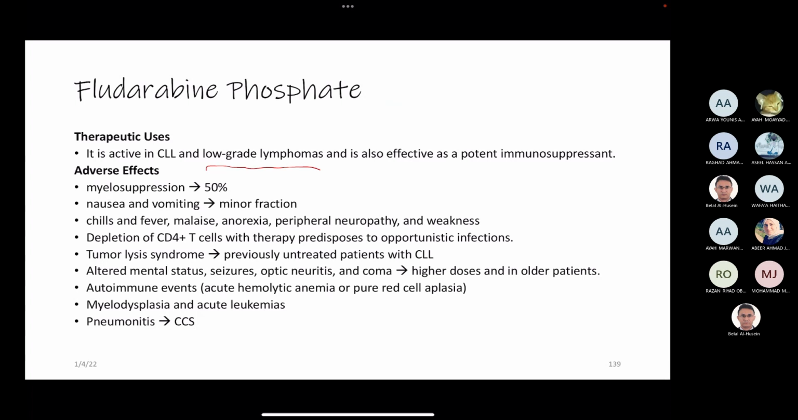Causes some complications, but only the most specific is its effect on CD4 plus cells or helper T cells. Could cause autoimmune events, paradoxically, through effect on T regulatory cells, and it could cause effects selectively على RBCs, either hemolytic anemia or pure red cell aplasia.